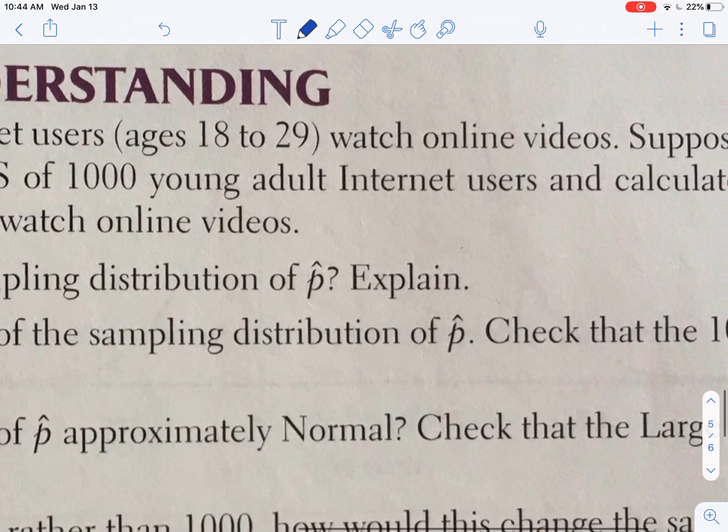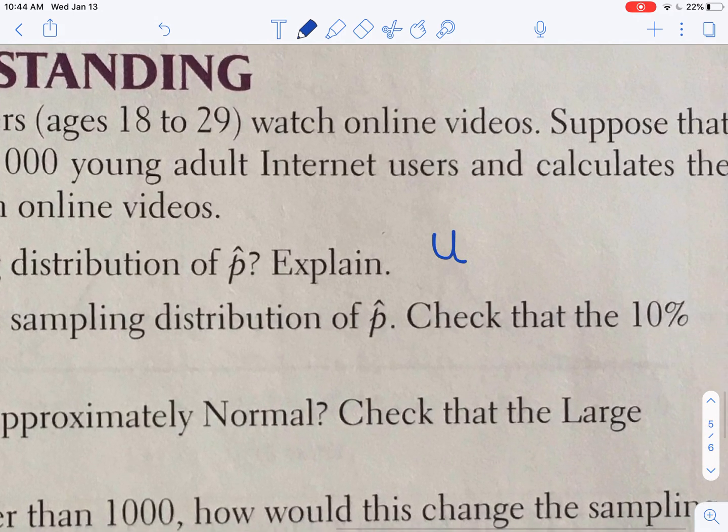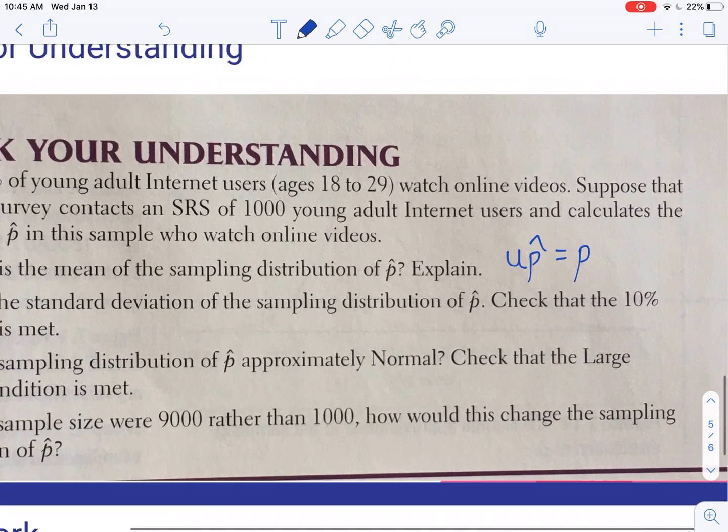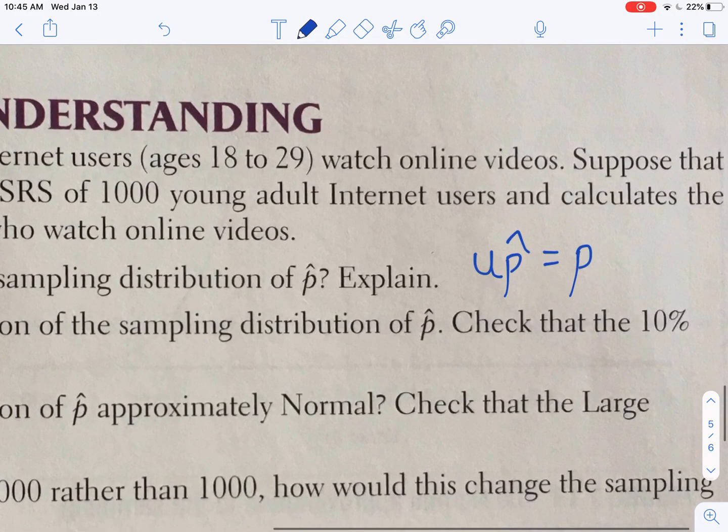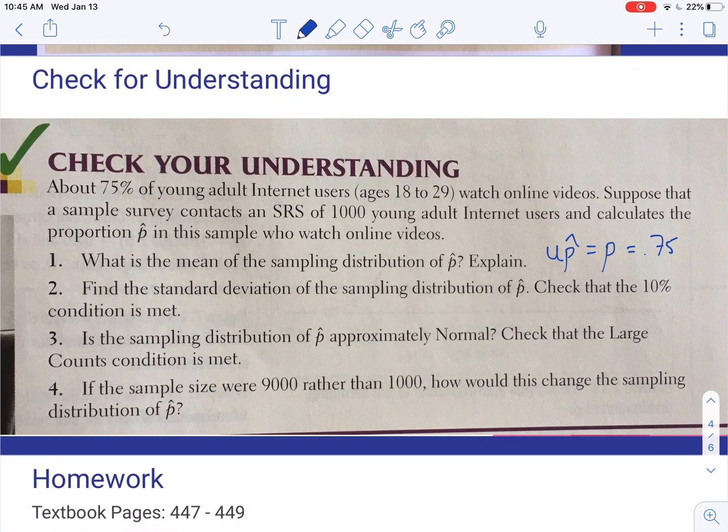P hat, explain. Well, the mean of the sampling distribution is equal to our proportion of the population here. We're going to assume that the mean of the sample distribution is going to be an unbiased estimator. And since we're making that assumption, that means that it's just going to be equal to 0.75. We are working purely under the unbiased estimator assumption at this point. Now find the standard deviation of the sampling distribution. Check that the 10% condition is met. The first thing I'm going to do is check the 10% condition.